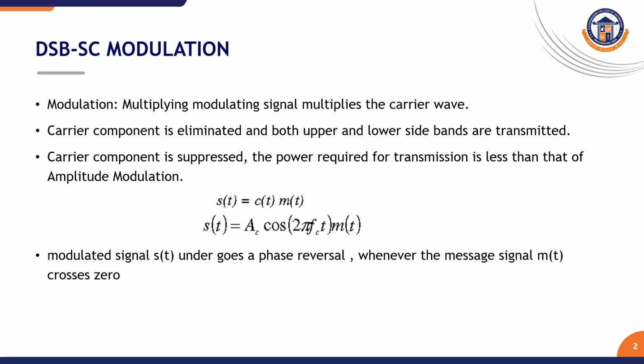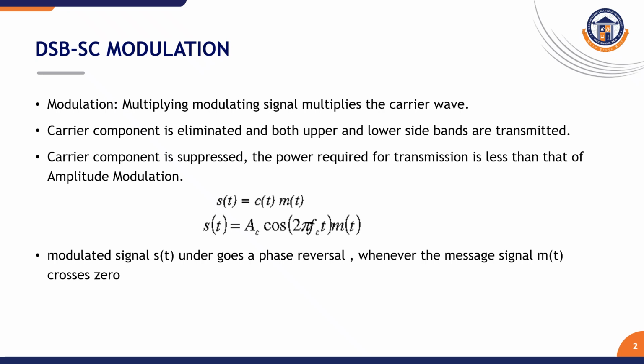What is the specialty of DSBSC modulation is that the carrier component is eliminated. The carrier component is eliminated and both upper and lower sidebands are transmitted. We only need to transmit the upper and lower sidebands. By the expression, S of t is equal to, for the second step, Ac cos of 2 pi fc t into M of t. Here Ac stands for the amplitude of the carrier, and the cosine function of 2 pi fc t, where the angular frequency omega c is equal to 2 pi fc, with t as time, and the message signal is M of t.